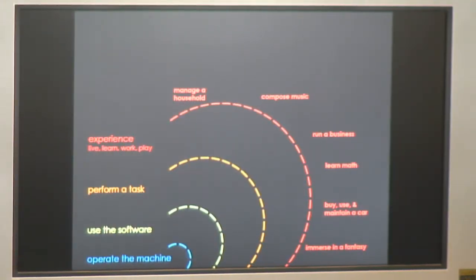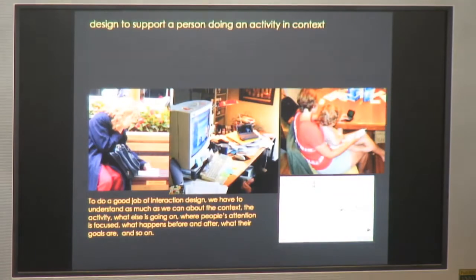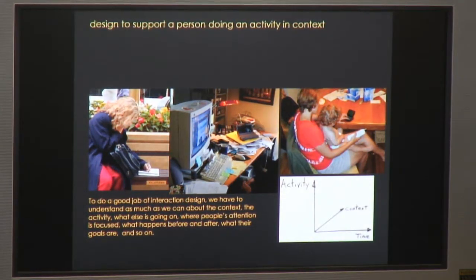So in the earlier version, in performing a task, oftentimes you'd go to the computer room or somewhere to perform the computing task. But in this fourth generation, the goal is to have the computer come to you and support you in everyday life activity. So you're trying to design to support people doing their activity in context.